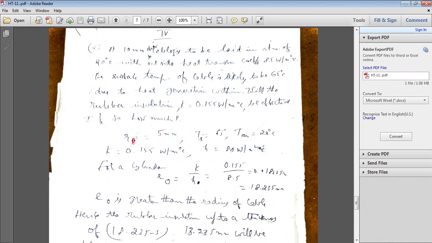A 10 mm diameter cable, an electrical cable for example, is to be laid. If you observe outside, electrical cables are laid in the atmosphere, on the ground. It is to be laid in an atmosphere of 20 degrees centigrade. So the atmosphere temperature is 20 degrees centigrade, with outside heat transfer coefficient h equal to 8.5 watt per meter square Kelvin.